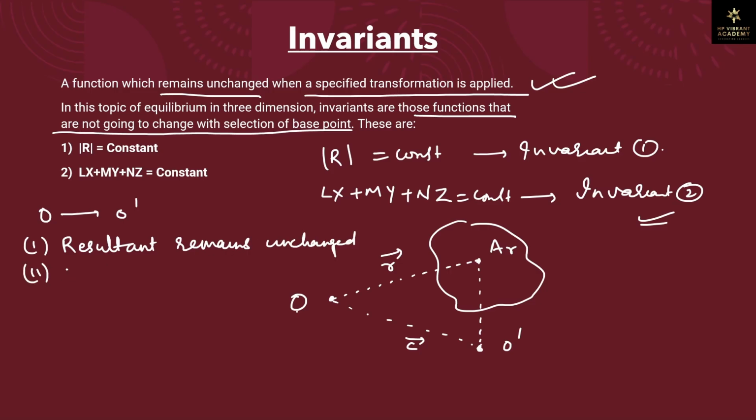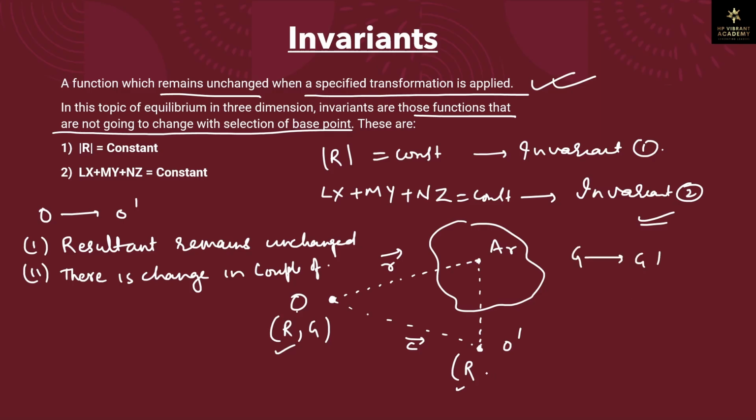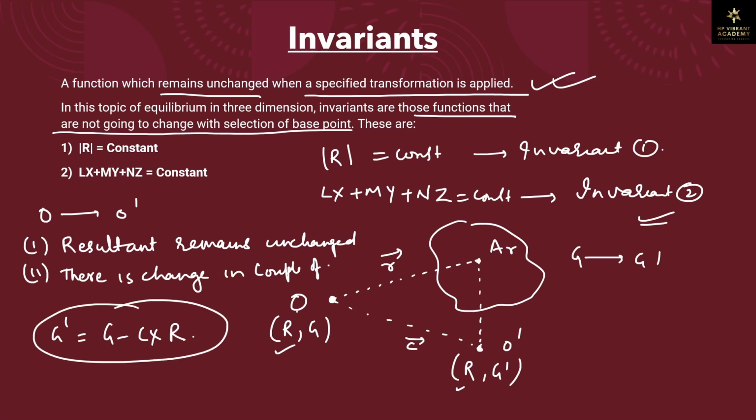And secondly, there is a change in the couple of moments. So R remains the same. At point O, that is the base point, we have the resultant as R and the couple of moment as G. At point O dash, the resultant remains the same. There is no change in R, and there is a change in G. So G changes to G dash, and we have studied that G dash is equal to G minus C cross resultant vector.